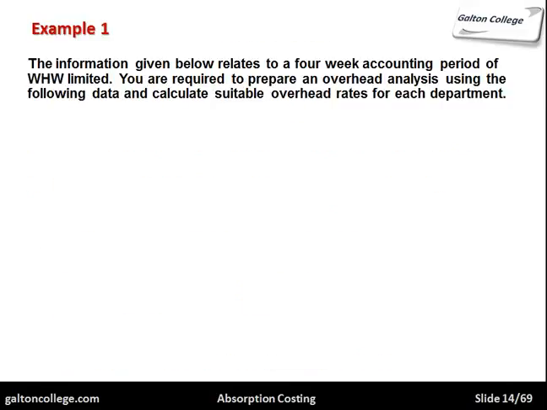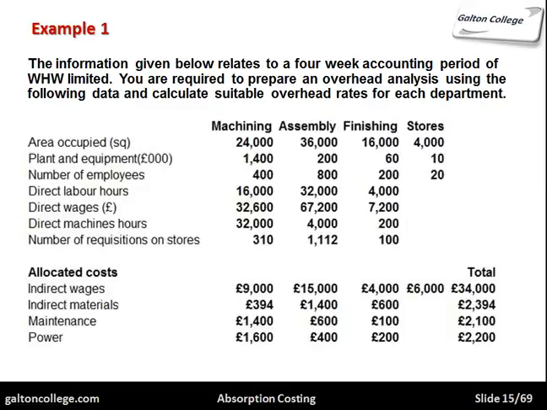Now the information given below, we're about to see, relates to a 4-week accounting period. In this particular example, for a fictitious company, we call it WHW, you're required to prepare an overhead analysis using the following data and calculate suitable overhead rates for each department. Now that's the task in this particular example.